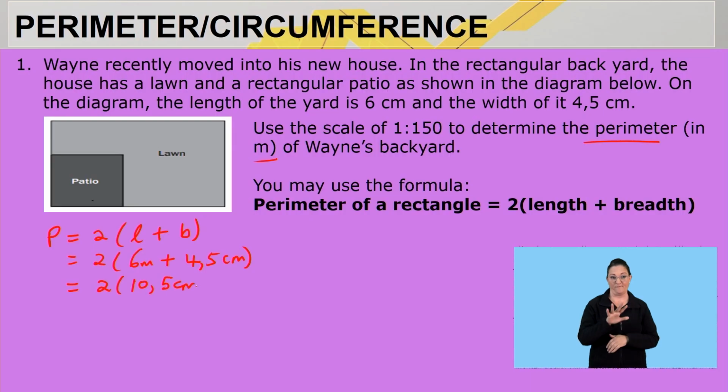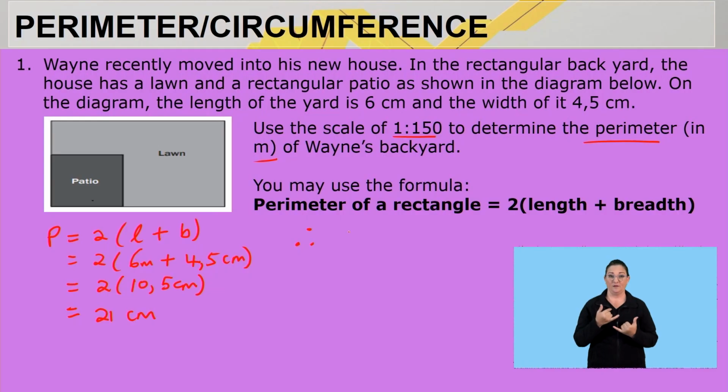10.5 centimeters. Guys, are you still with me? Now I must take this and multiply it by 2. So this will give me an answer of 21 centimeters. Guys, are we clear? But remember, if I look at my question, it says use the scale of 1:150 to determine the perimeter in meters. So at this point I have the perimeter of the backyard, but it's in centimeters. So I still need to do 2 things. I must use the scale, and I must make sure that the perimeter of my backyard is in meters.